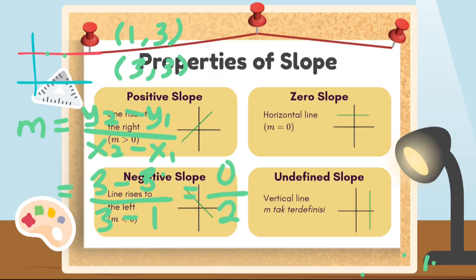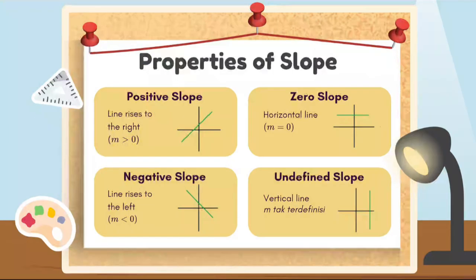Okay, since 0 divided by any non-zero number is 0, we can conclude that a horizontal line always has a slope of 0. Okay, property 4 is undefined slope. A slope is undefined when the line is vertical.